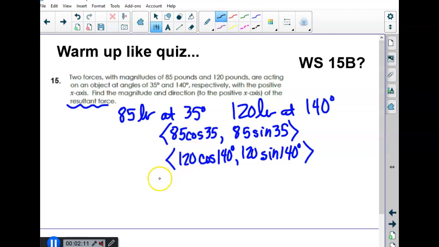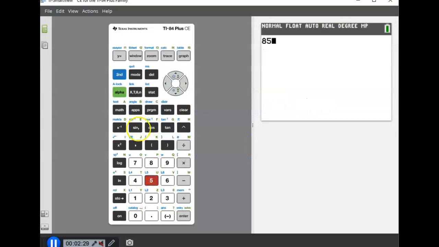You could type these in and get decimals. I don't usually bother. I just add the x's, but you have to type it all in. Someone will add 85 and 120 and put it down here or something. That doesn't work, okay? So we're going to put in 85 cosine of 35, close your parenthesis, plus, someone help me, 140, or was that the angle? 120 cosine 140, thank you. Someday I'll figure out how to do like a half screen. And then we do the same thing with sine.